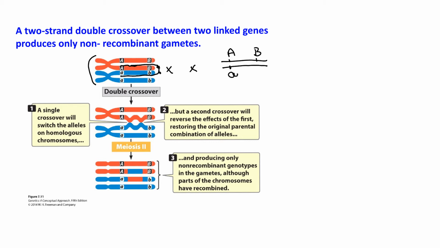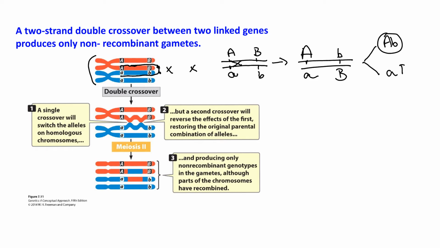Now, what would happen if there is one crossing over taking place between genes A and B? So we recall, if this crossing over takes place, you will get recombination, and the outcome will be that one chromatid would carry now dominant A and recessive B, and the second one would carry recessive A and dominant B. So after one recombination, the gametes which will be formed will be recombinant gametes.